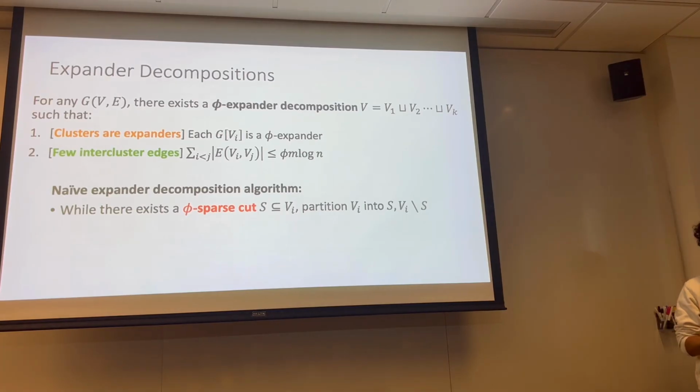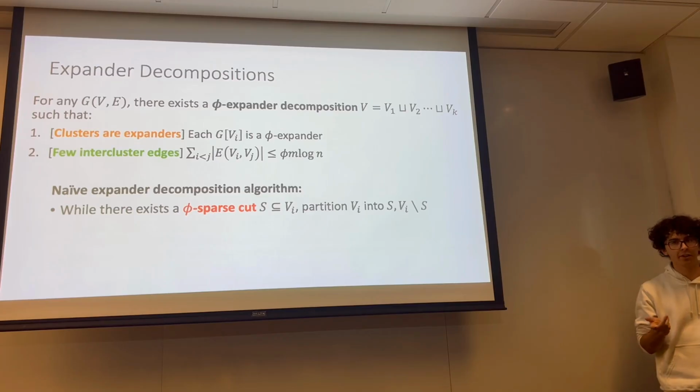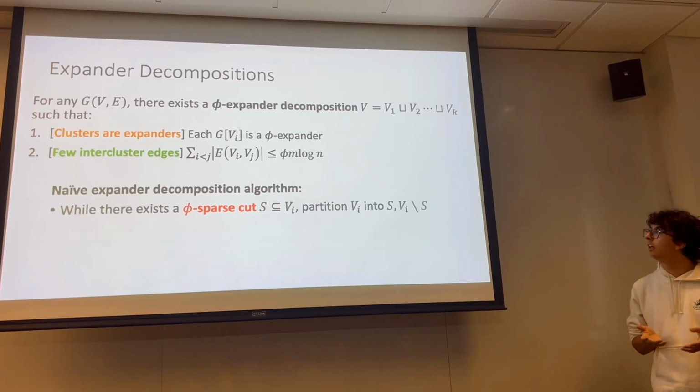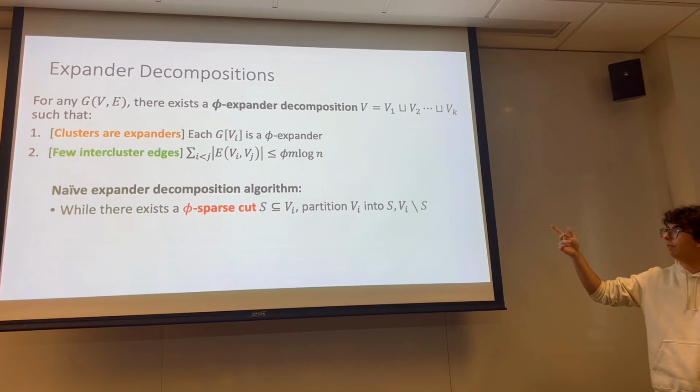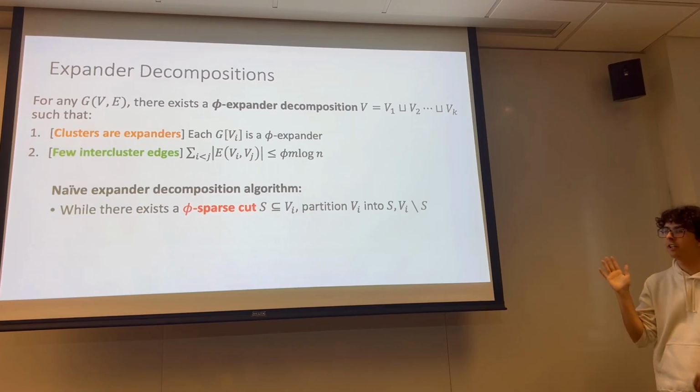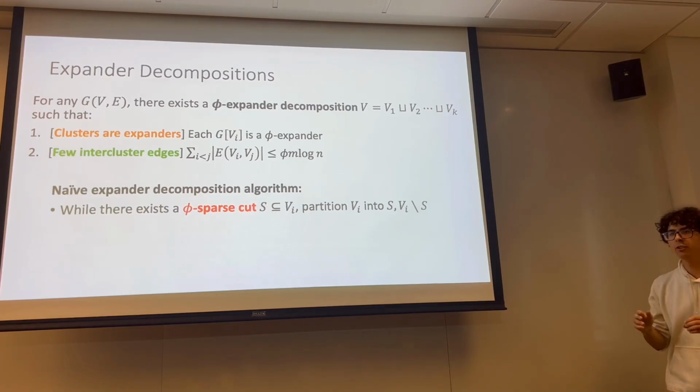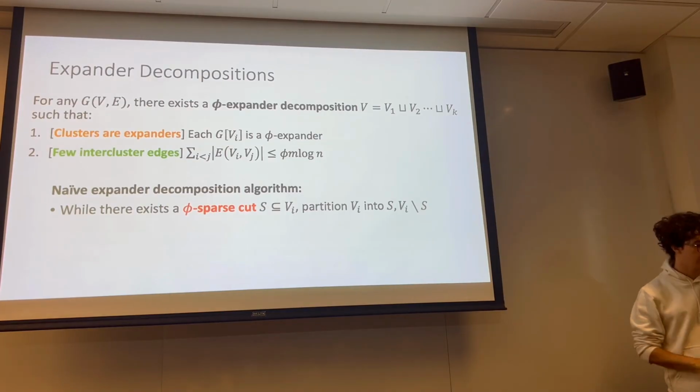By the cut-based definition of expansion, which is not having phi sparse cuts, if you do this until there are no sparse cuts left, you'll get an expander decomposition. And the reason there'll be few intercluster edges is, I'm not going to do this explicitly, but it's because the cuts you're cutting are sparse cuts. So there's a way to charge them to the small side of the cut. And then you get that edge bound there.